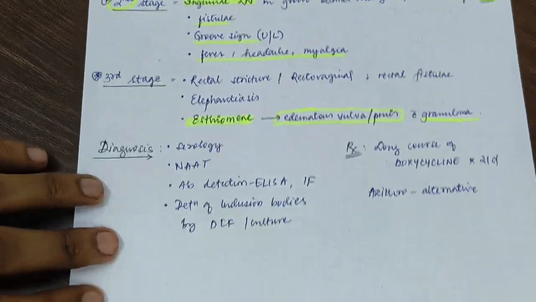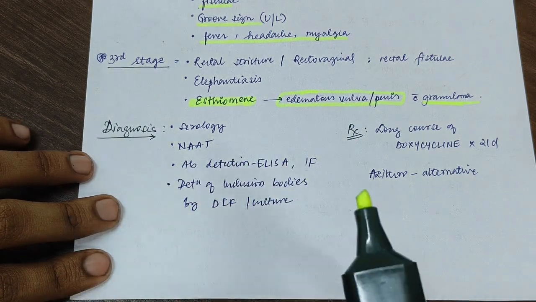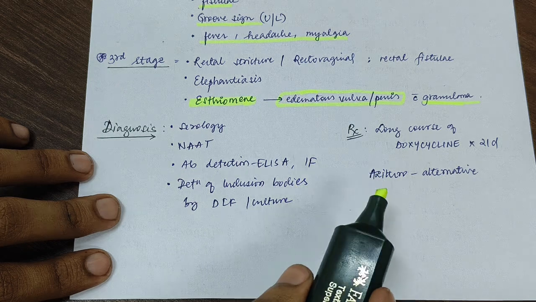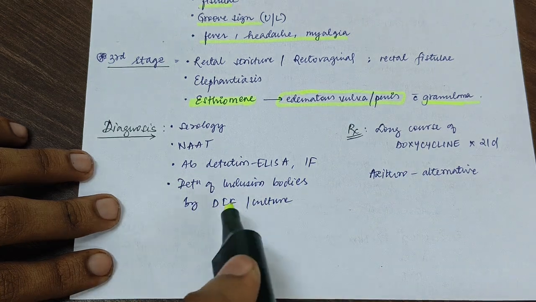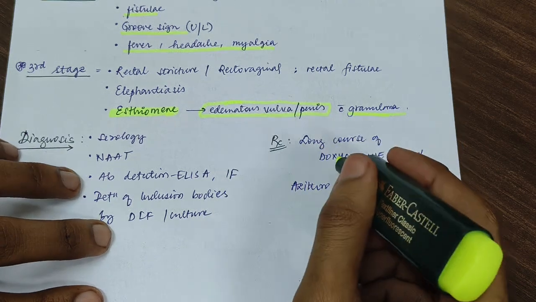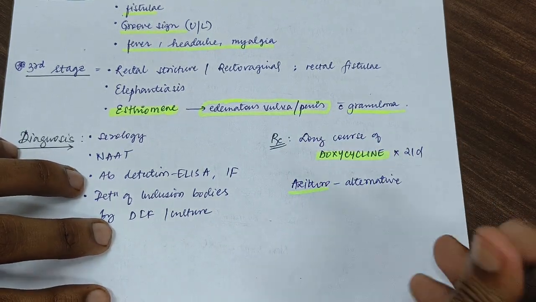Diagnosis: serology, nucleic acid amplification tests such as PCR. Then antibody detection using ELISA and immunofluorescence. Then detection of inclusion bodies using direct immunofluorescence culture. Treatment is a long course of doxycycline for 21 days. Azithro is the alternative used. So this is about this.